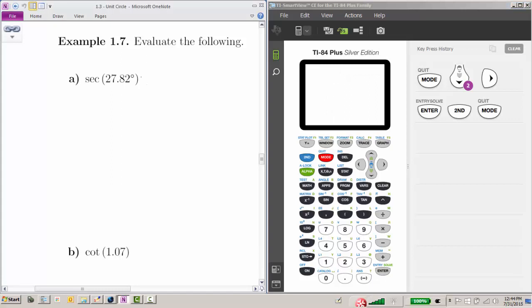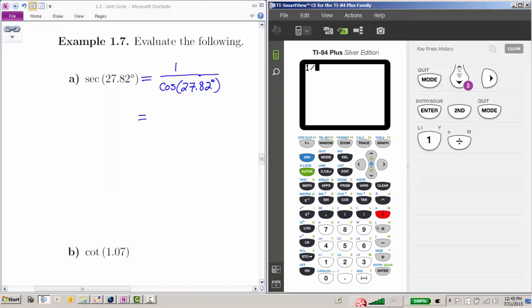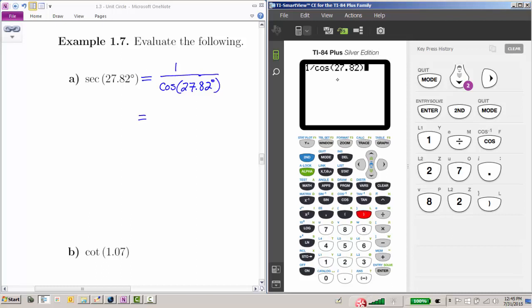So in order to evaluate secant, I need to use the fact that it is the reciprocal of cosine, and so secant of 27.82 degrees is 1 over cosine of 27.82 degrees. So on my calculator, 1 divided by cosine 27.82, and I don't need to put in any units because it is in degree mode. I hit enter. I get 1.131 approximately.